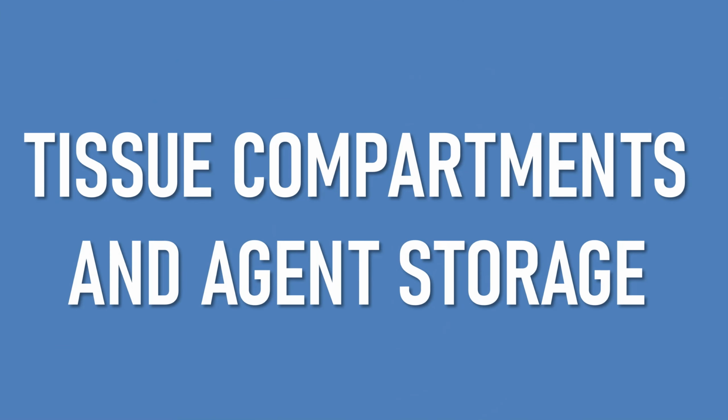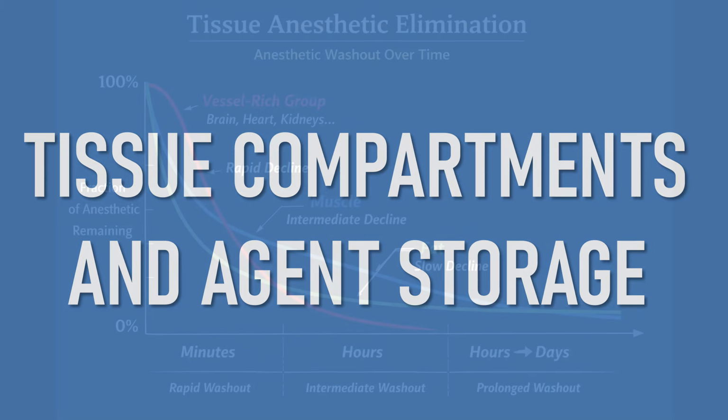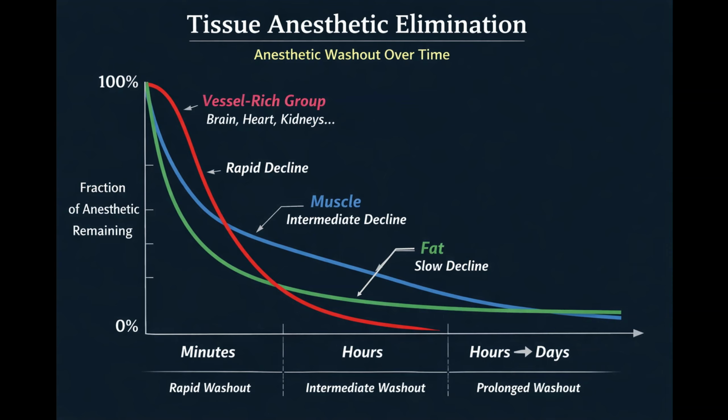Tissue compartments and agent storage. During onset of action of the agent, that's induction, most of the agent is loaded into blood and then the tissues start to fill up, muscle, fat, and other tissues, until the body is saturated with anesthetic agent and total body steady state is achieved. So let's go through this sequentially.